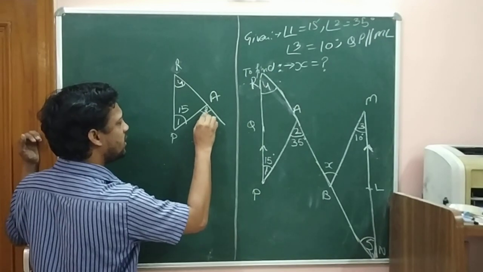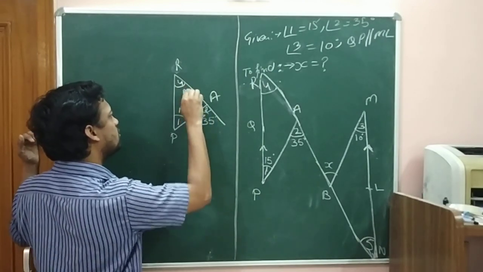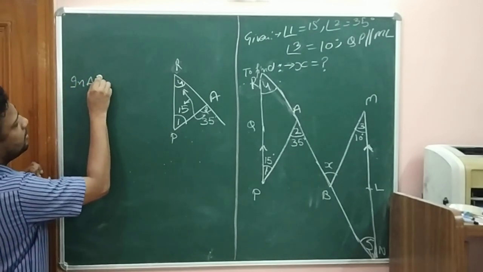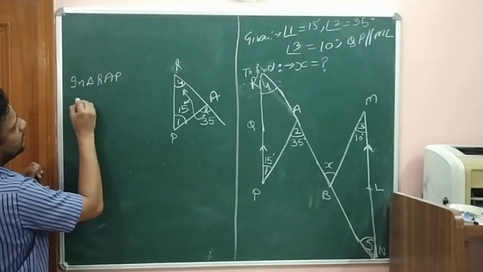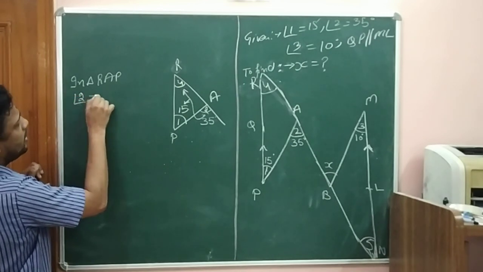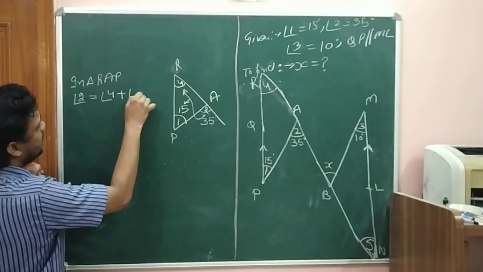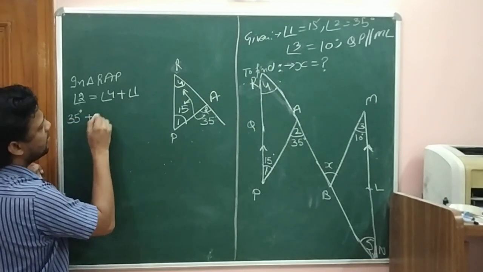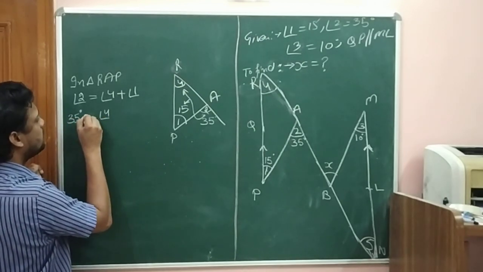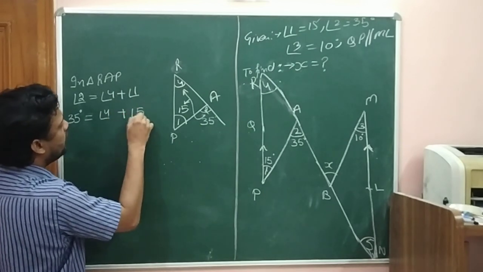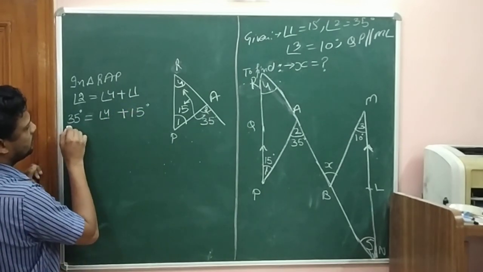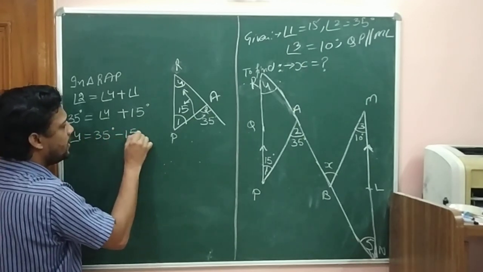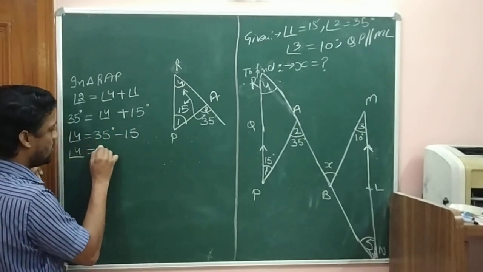We know the exterior angle property: an exterior angle equals the sum of the opposite two interior angles. So how can you write? In triangle RAP, angle 2 equals angle 4 plus angle 1. Angle 2 is 35 degree, angle 4 we have to find, angle 1 is 15 degree. So angle 4 equals 35 degree minus 15 degree, so angle 4 equals 20 degree.